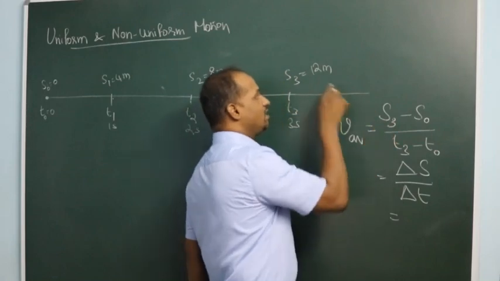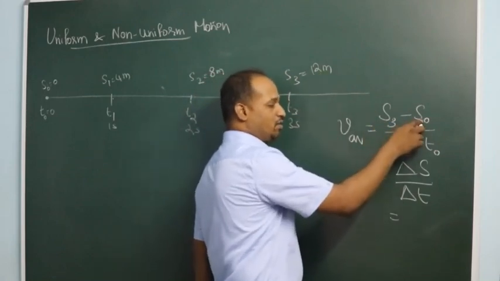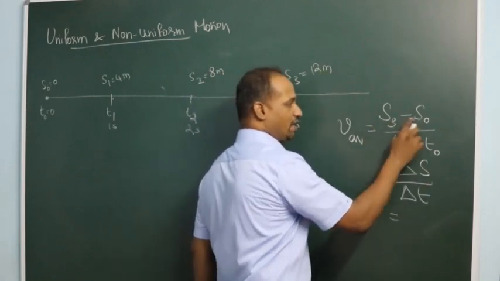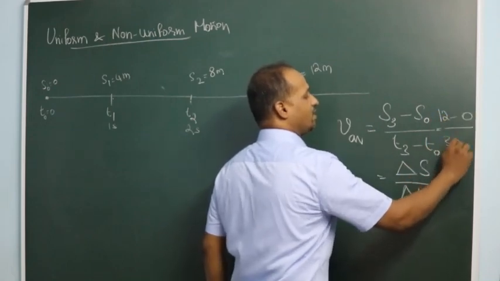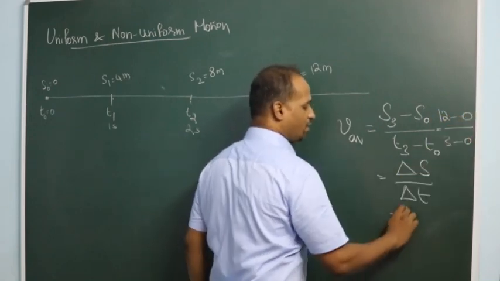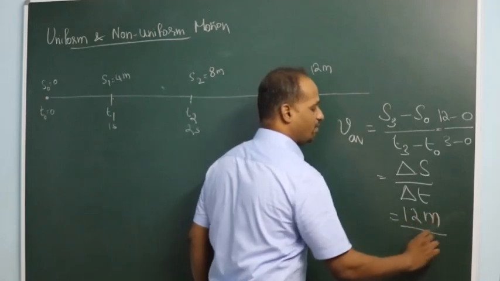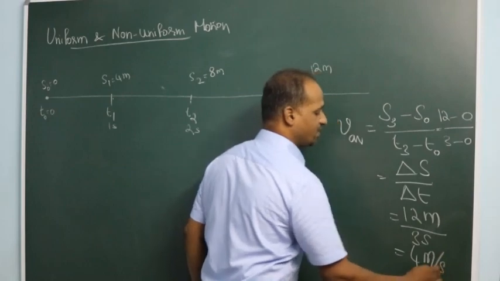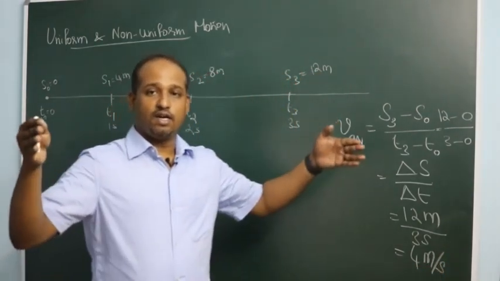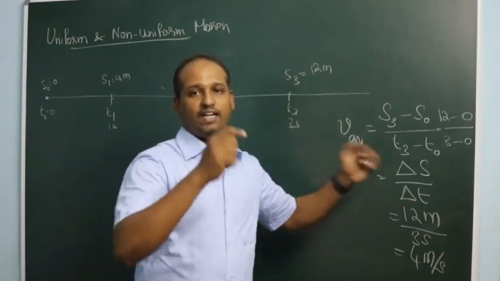So S3 is 12, S0 is 0. So 12 minus 0 divided by 3 minus 0 seconds. 12 minus 0, 12 meter. 3 minus 0, 3 seconds, which is 4 meter per second. This is the average velocity for the entire journey.